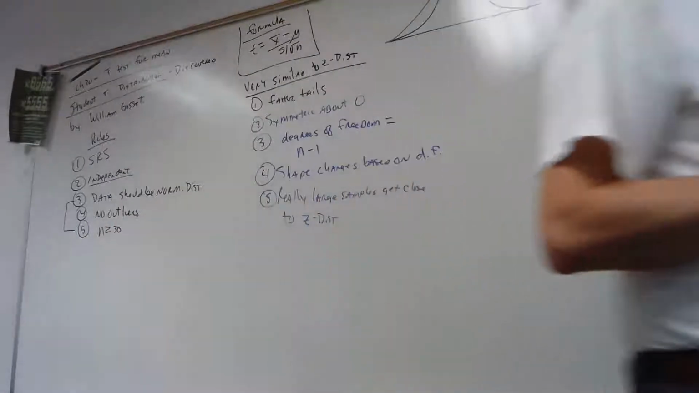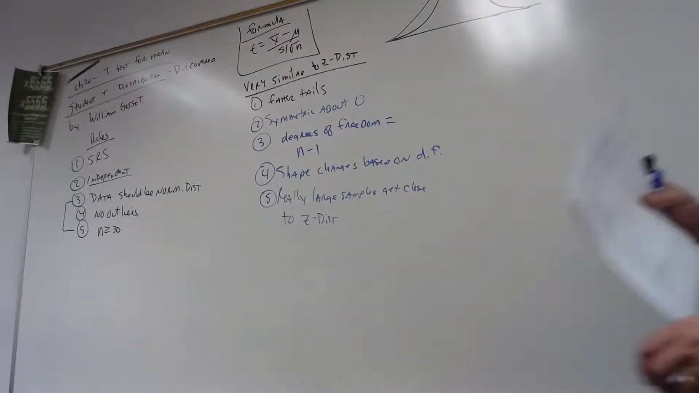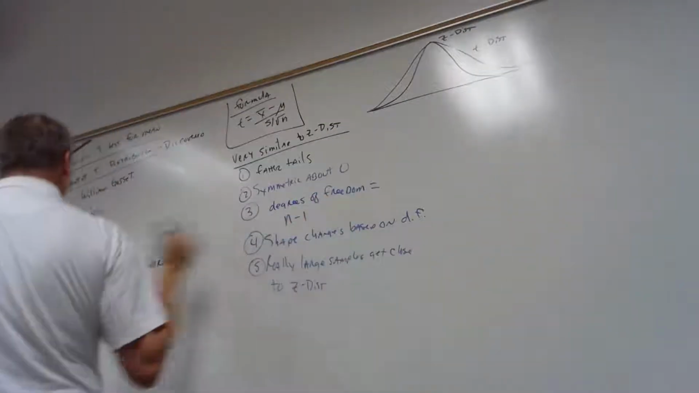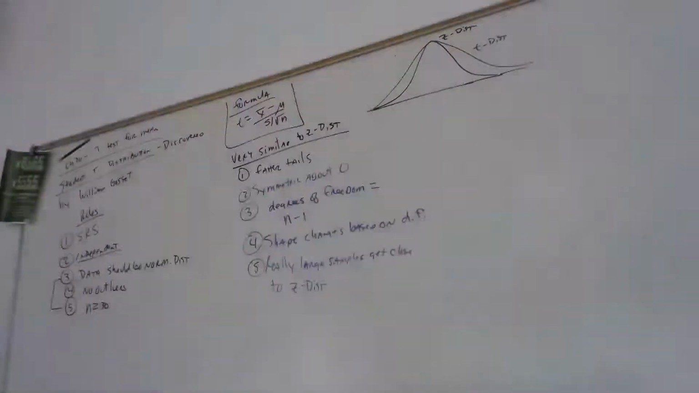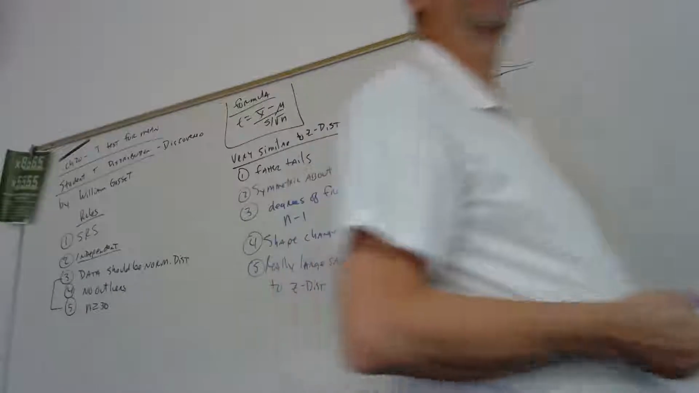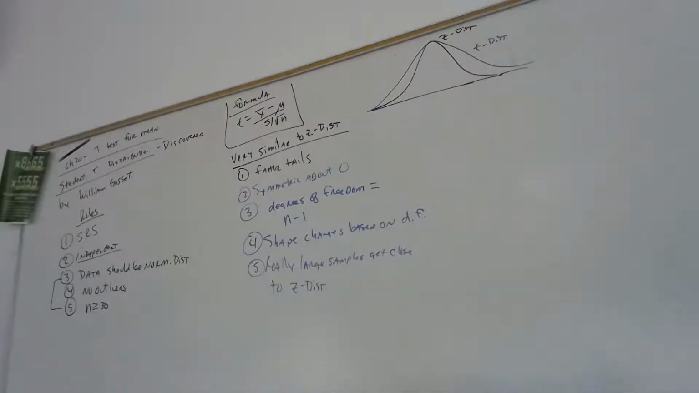Professor? Yes. What does number 3 say again? What does number 3 say? Sorry, I just realized that was off my board. Degrees of freedom equals n minus 1. Or are you talking about data should be normally distributed? There's 2 number 3s in there. Okay? All right.